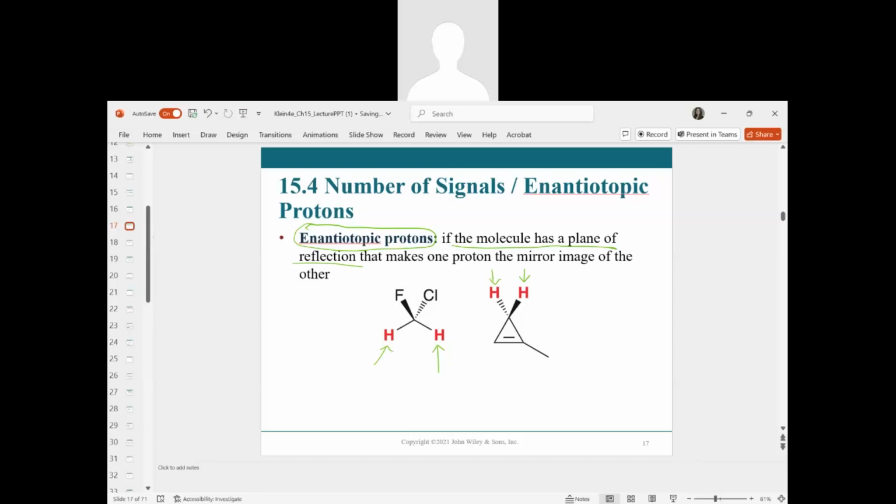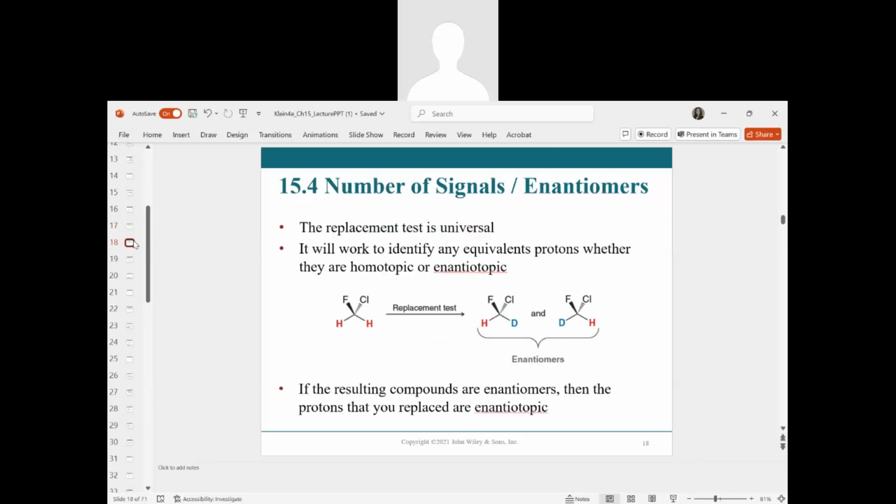So these protons are referred to as enantiotopic protons, and generally if there is a chiral center, you would want to check for those. We can also apply this replacement test where we replace one hydrogen and then another. You can see over here we have deuterated this compound, and we could imagine that we have our mirror image reflection here, and these two compounds are enantiomers, so we refer to these as enantiotopic protons.